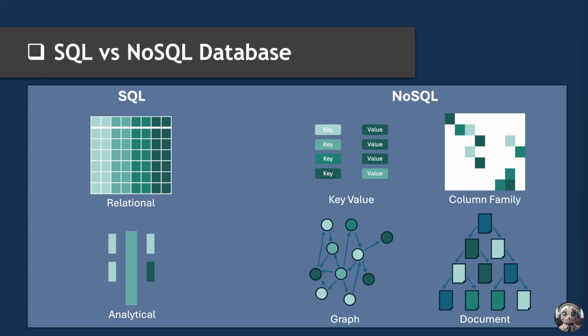And finally we have document. Document databases store data as flexible, schema-less documents, typically in JSON or BSON format. Each document can contain nested structures and arrays, providing flexibility in data representation and allowing developers to store and retrieve data in its natural form. For example, MongoDB is a document database that stores data in JSON-like documents, making it suitable for content management systems, real-time analytics, and applications requiring dynamic schema evolution.